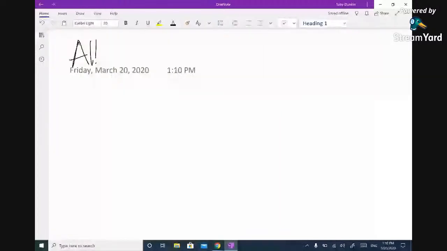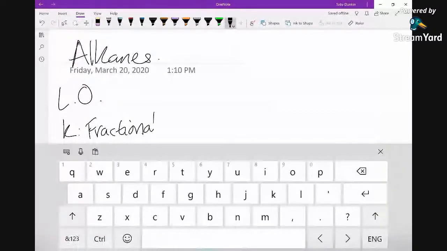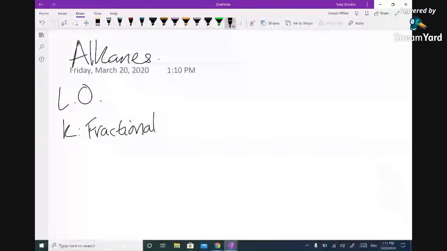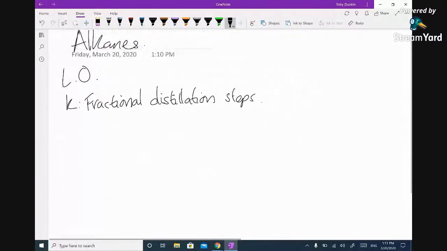So learning objectives. Number 1, we need to remind ourselves of the fractional distillation steps. Now, you learned these steps at GCSE, but now they're going to ask it as a big question, kind of like 5 or 6 marks potentially.